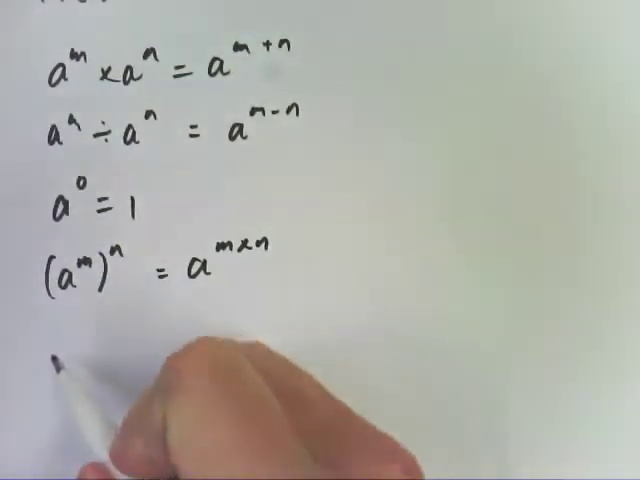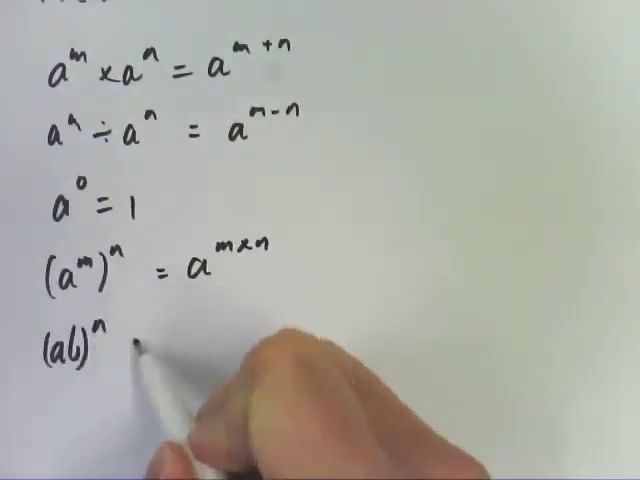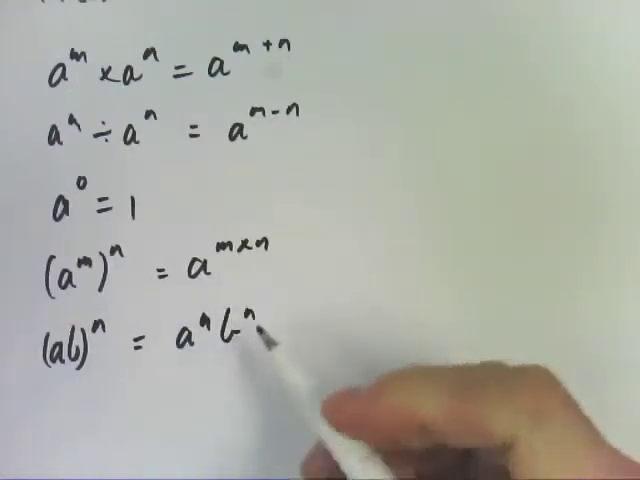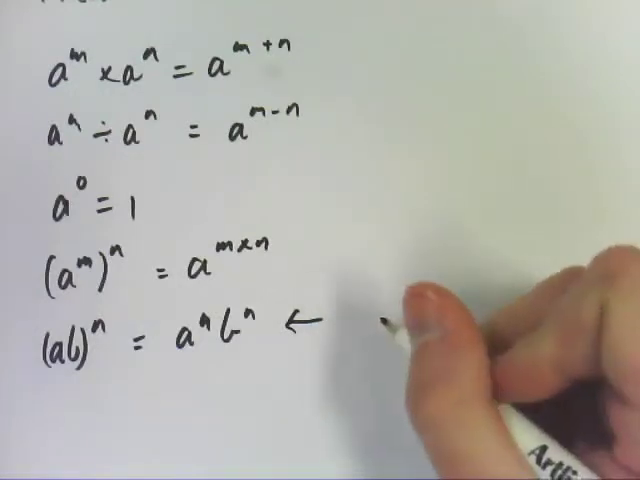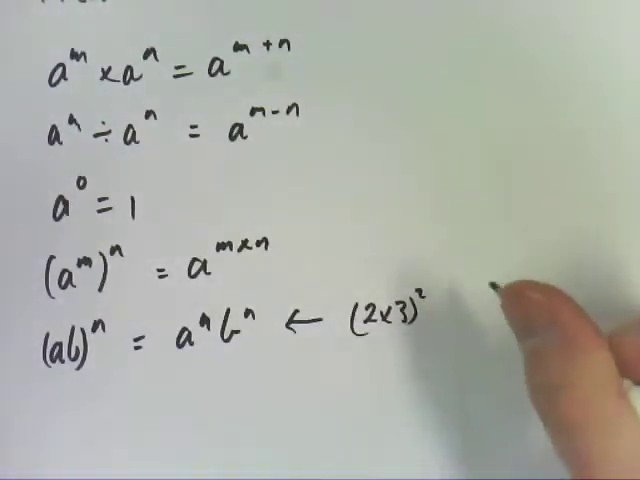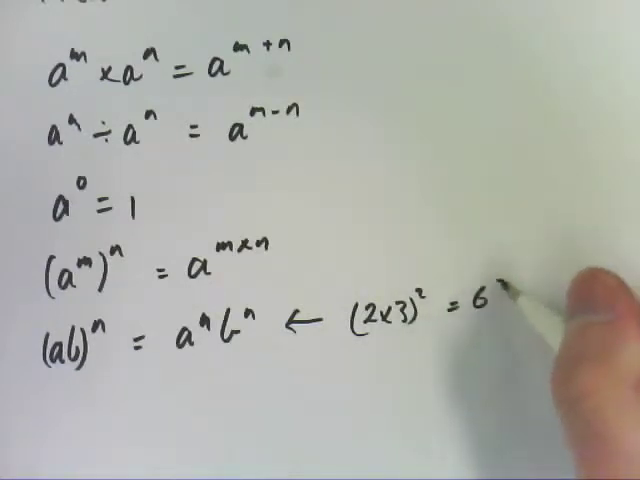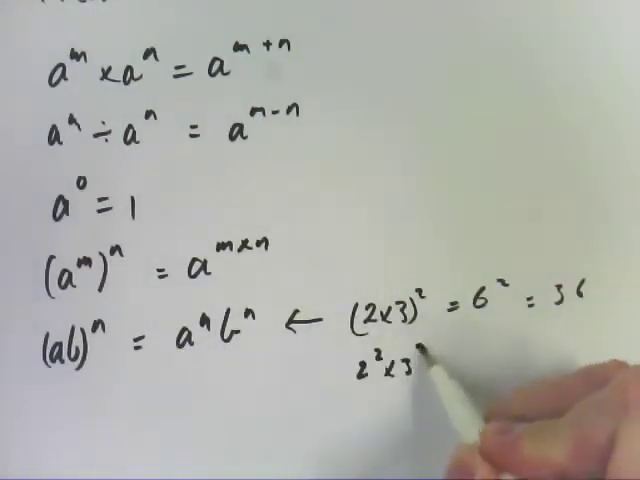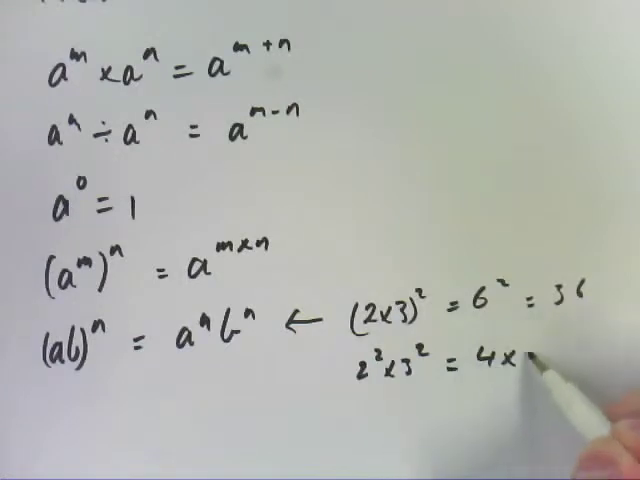Some other ones that are really useful: ab to the n is equal to a to the n, b to the n. We can use an example for this one. If you do 2 times 3 squared, that's 6 squared, which is 36. Now if we apply that index rule, 2 squared times 3 squared is 4 times 9, which is also 36. So we can prove that that actually works. That's how that rule works.